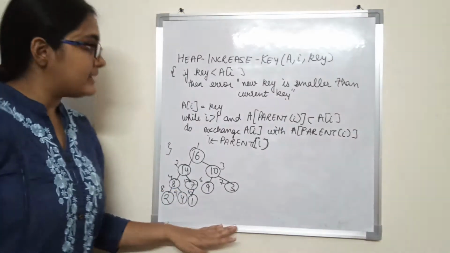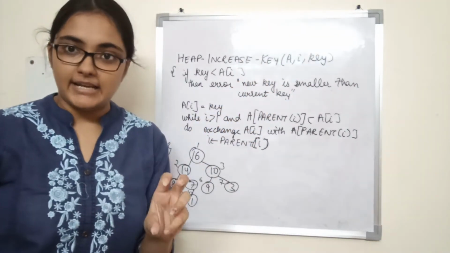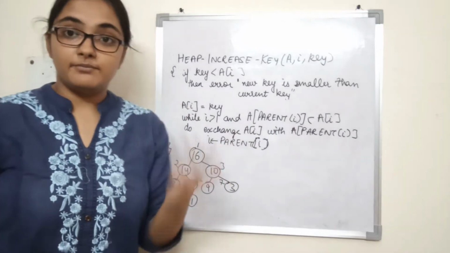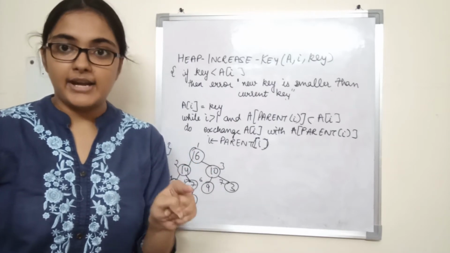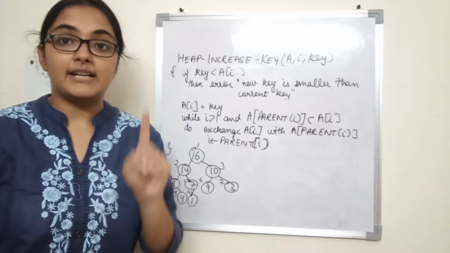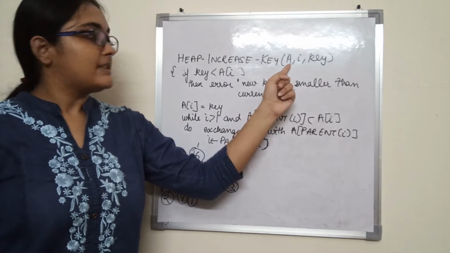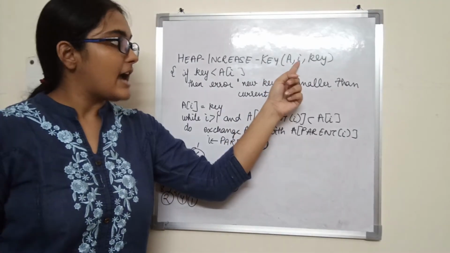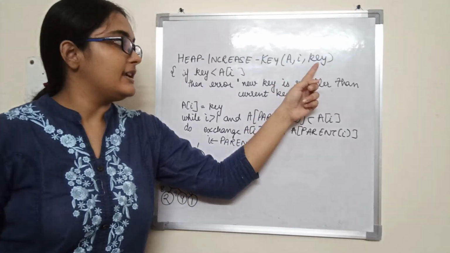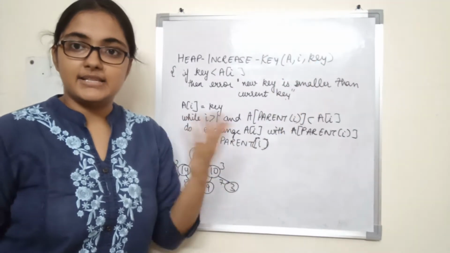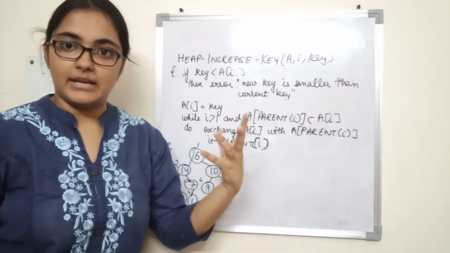So there are 10 elements in the heap and we want to increase the key, that is, we want to increase the value of an element in the heap. The element whose value we want to increase is given by the index I in the array. So what is it taking as arguments? A, that is the array in which the elements are stored; I, that is the index at which the element whose value we want to increase is present; and key, that is the new, increased value of the element.